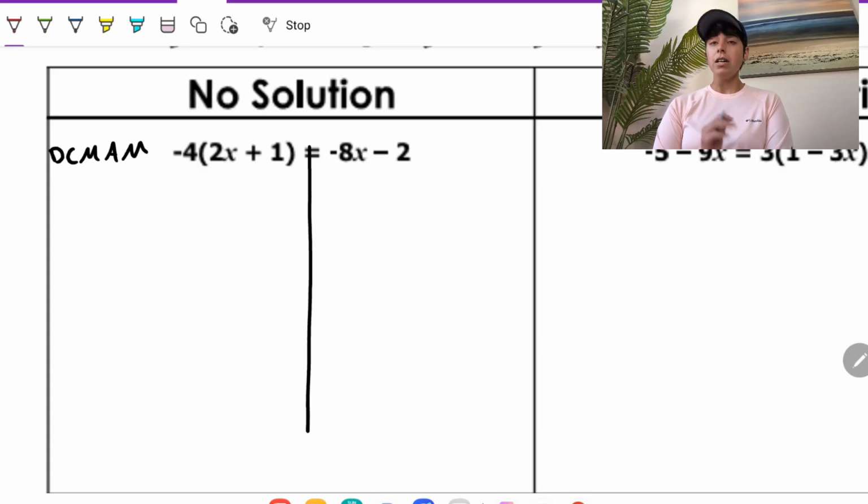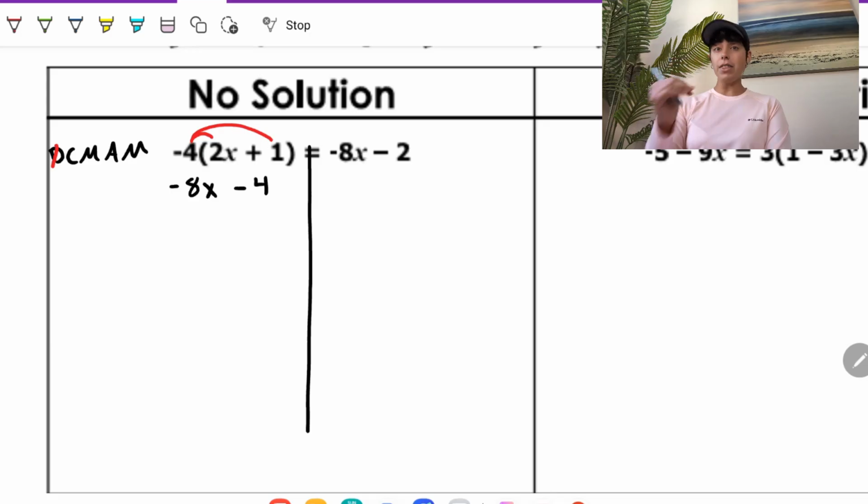So step 1, D, distribute. I have parentheses, I can for sure distribute. So we're going to distribute this -4 into those parentheses. -4 times 2x becomes -8x. And -4 times 1 becomes -4. And everything else we're going to copy down.